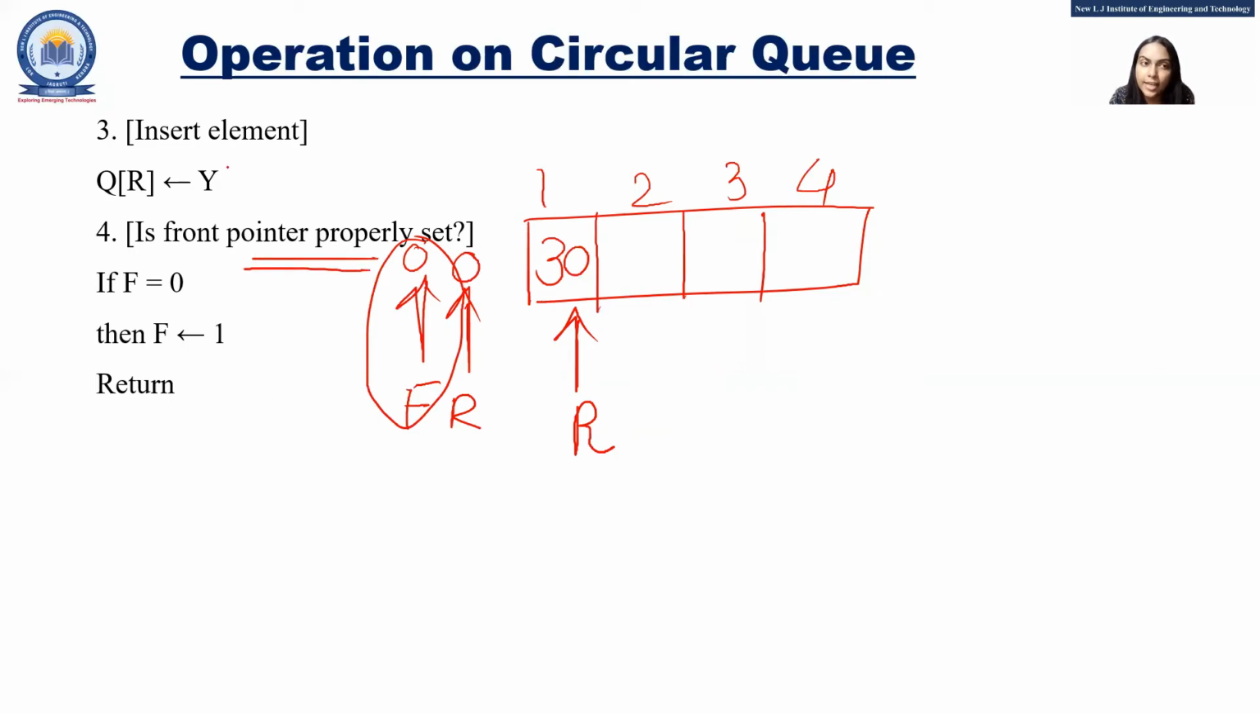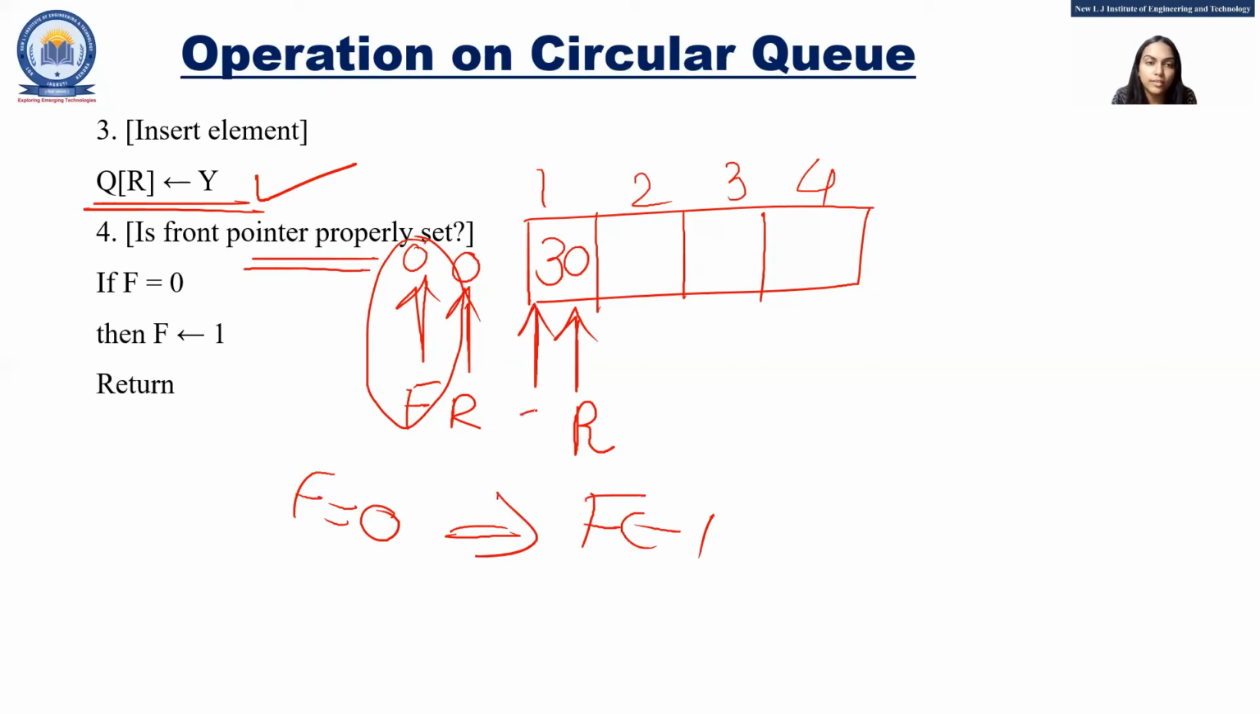In that scenario, see, we just inserted one element. That means if one element is inserted, it could get deleted, right? So if front is equal to 0, even after insertion, that is a wrong thing. And that's why we need to change it to 1. So we will also set the front pointer to 1, if it is not set.